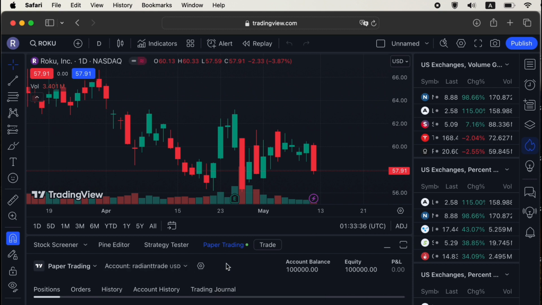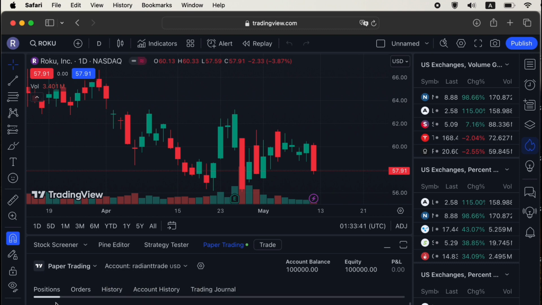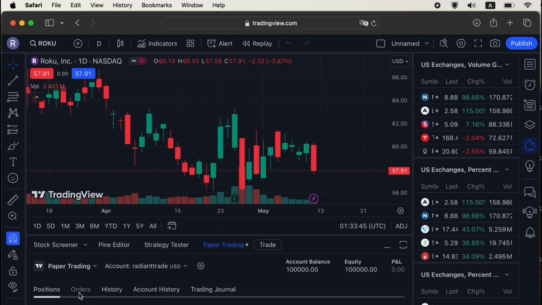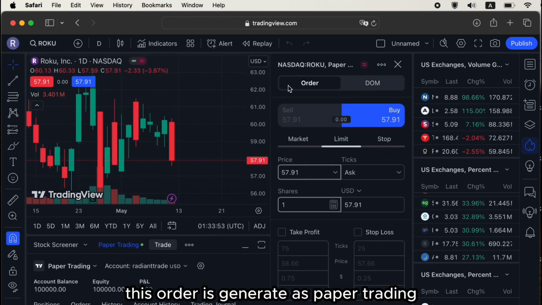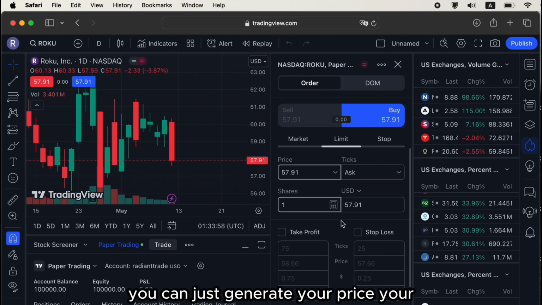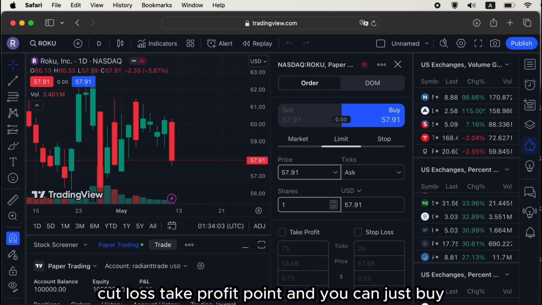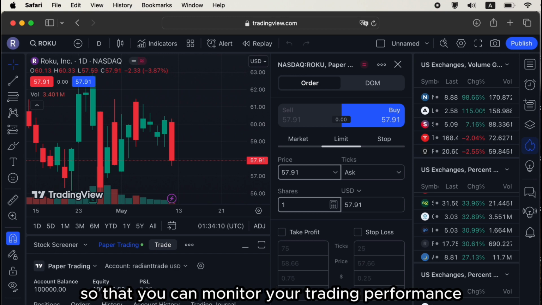After you have pressed paper trading, you can come to this position, paper trading position, and here you can just place an order. This order is generated as paper trading. You can set your price, your stop loss, take profit point, and you can just buy. And after you buy, it will show at the bottom here so that you can monitor your trading performance in paper trading.